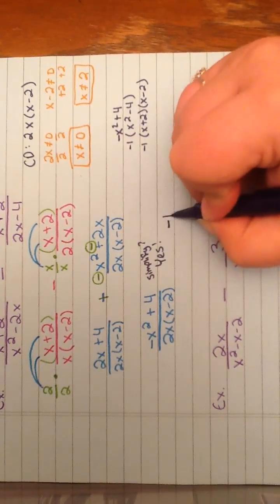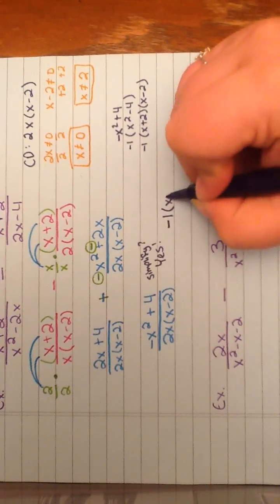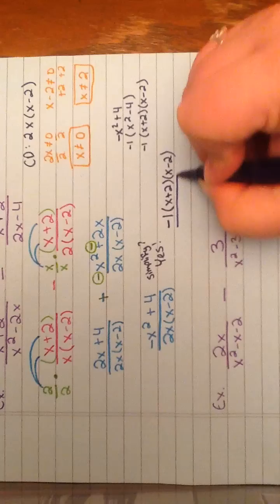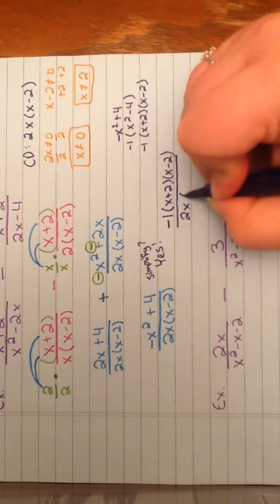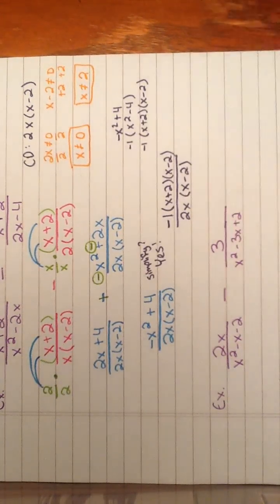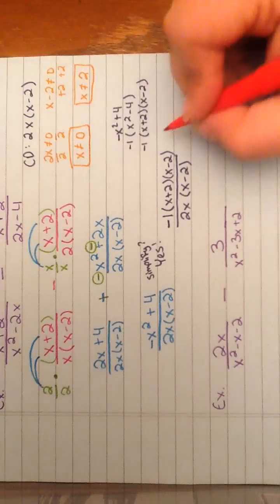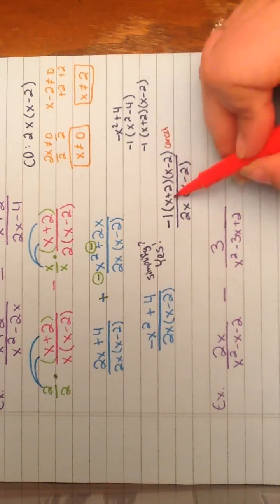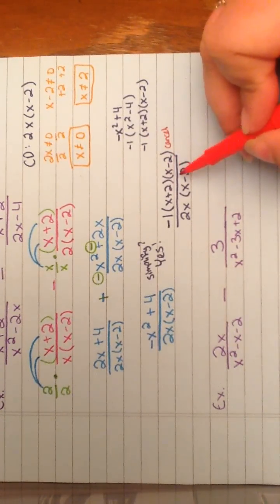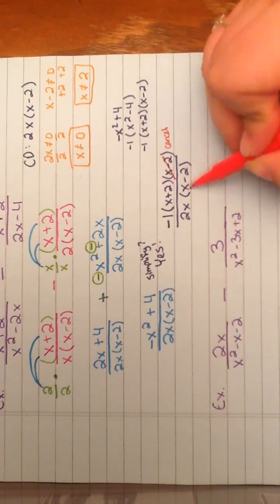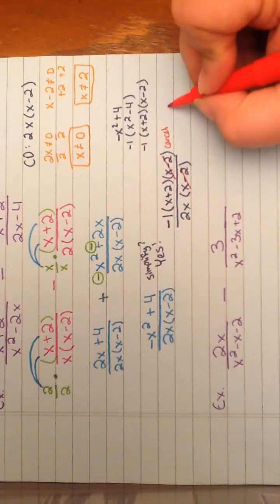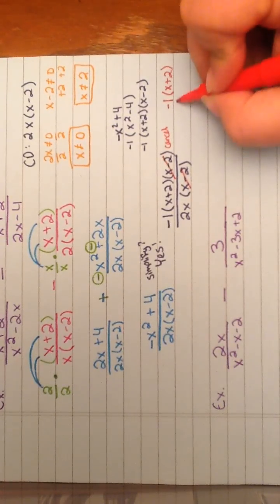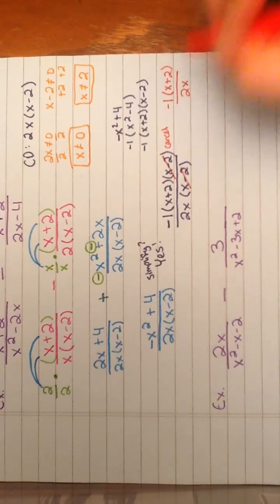So the numerator will now be negative 1, x plus 2, x minus 2, and the denominator is still 2x times x minus 2. And then the last thing we need to do is see if anything will cancel legally. Remember, to cancel, it has to be the entire term. So x minus 2 and x minus 2 cancel. So your final answer is negative 1 times x plus 2 divided by 2x.